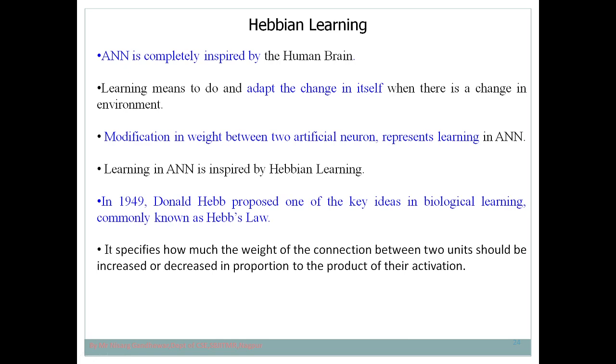And this learning in ANN, how learning takes place in an artificial neural network, is inspired by the theory of Hebbian learning. That's why I am telling you this complete story, because I need to tell you the importance of Hebbian learning and how Hebbian learning came into existence. For that purpose we first understood the process of learning in the human brain, then how learning takes place in the ANN. Modification of weight is important for learning in an artificial neural network, and how that learning takes place is inspired by Hebbian learning.